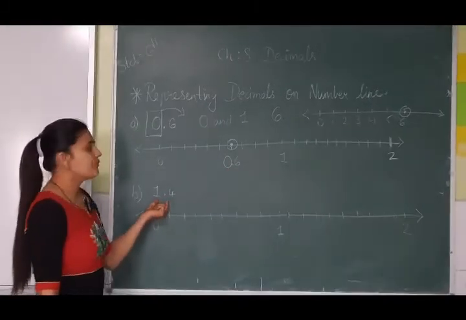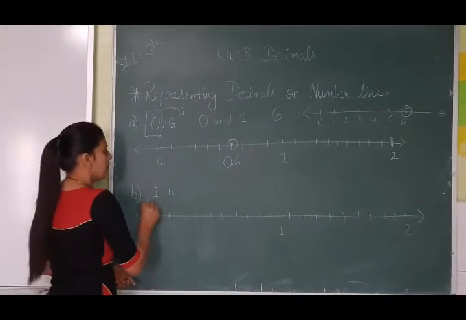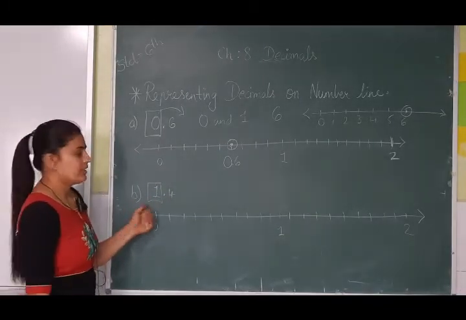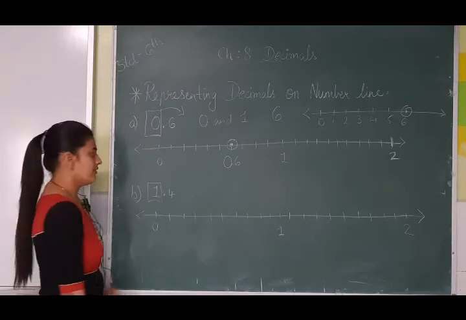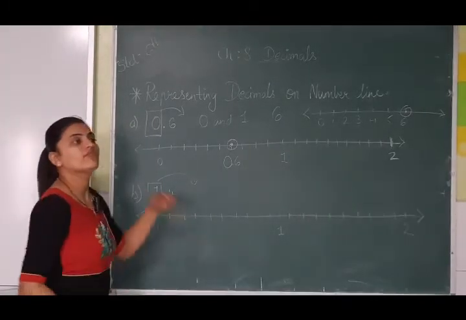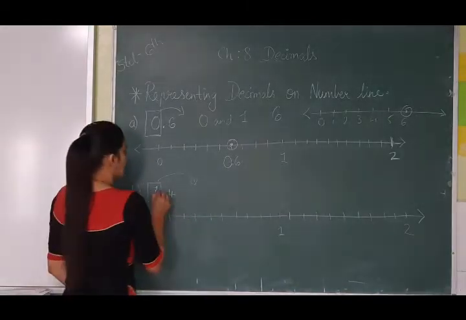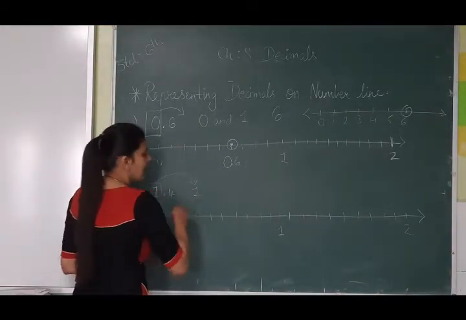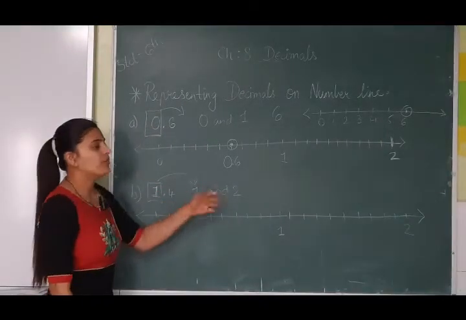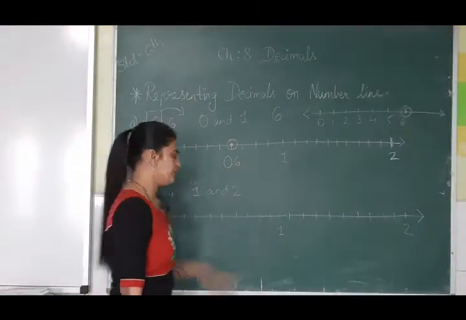Now next, 1.4. Here the whole number is 1. The number before the point is 1, that is the whole number. So 1.4 will be between 1 and 2, the number and the number after that. So 1.4 will be between 1 and 2.